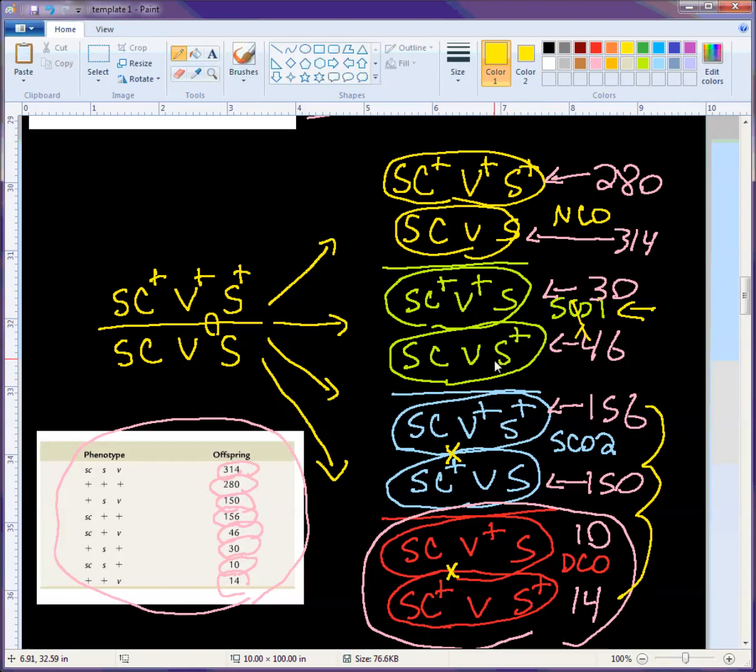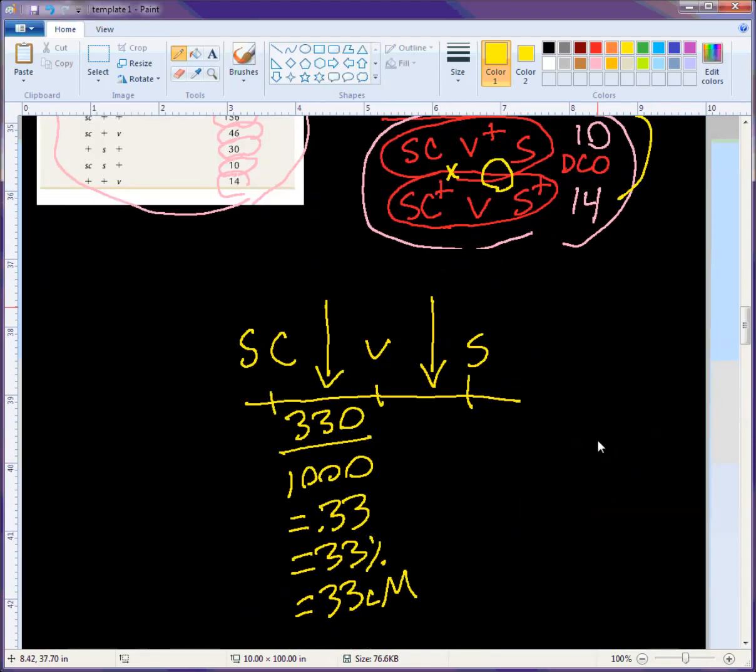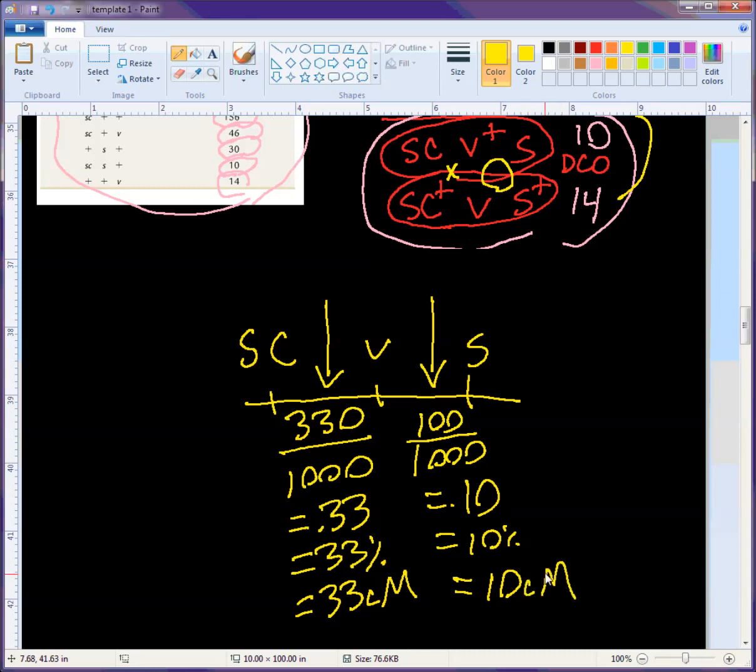Now, to figure out the distance between V and S, we just need to go up here and look and find each of the classes that arose from a crossover between V and S, and we can see this class did right here, and the double crossovers did right here. So we have to add those up. 30 plus 46 is 76, plus 24 is 100. So we have 100 gametes that involve the crossover between V and S out of 1,000 total equals 0.10 equals 10% equals 10 centimorgans.